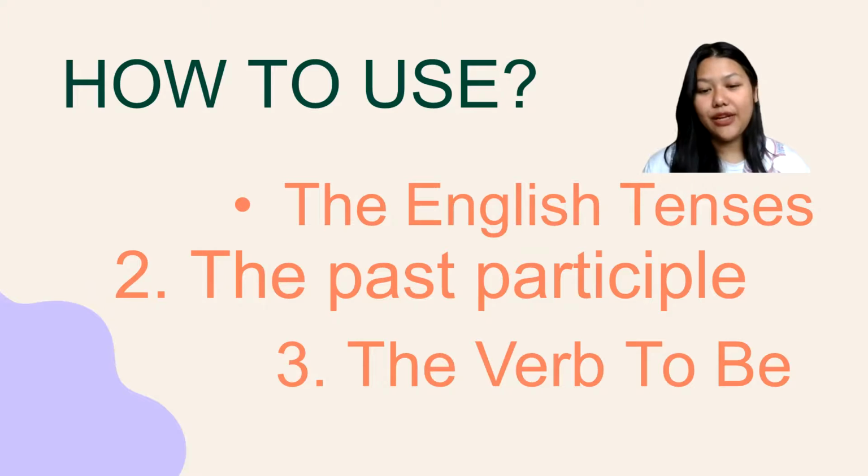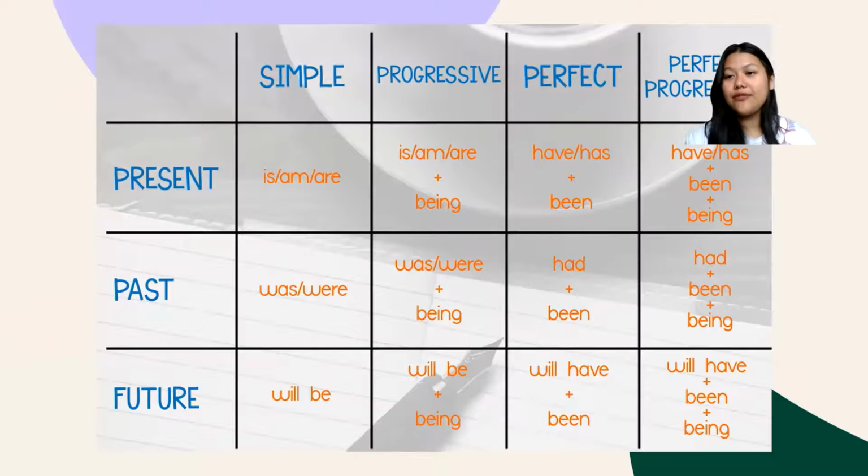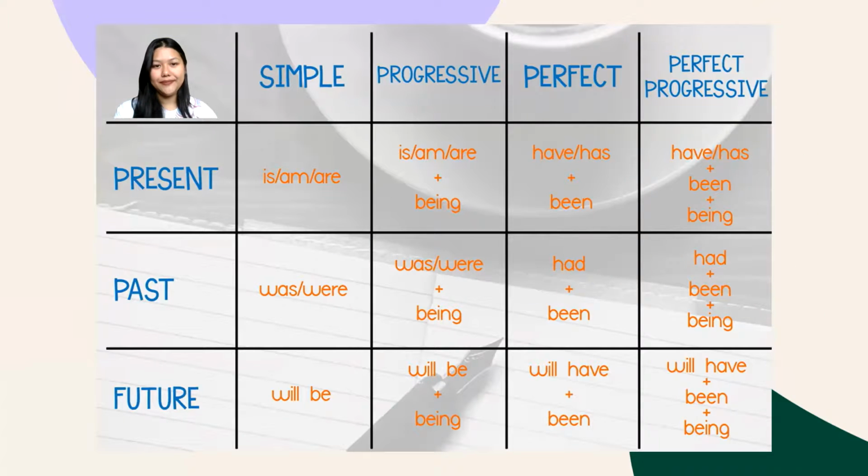Please pause this video to look at the patterns of how to use passive voice. These are the patterns of how to use passive voice. Simple is "to be" with the present, past was or were, future will be.